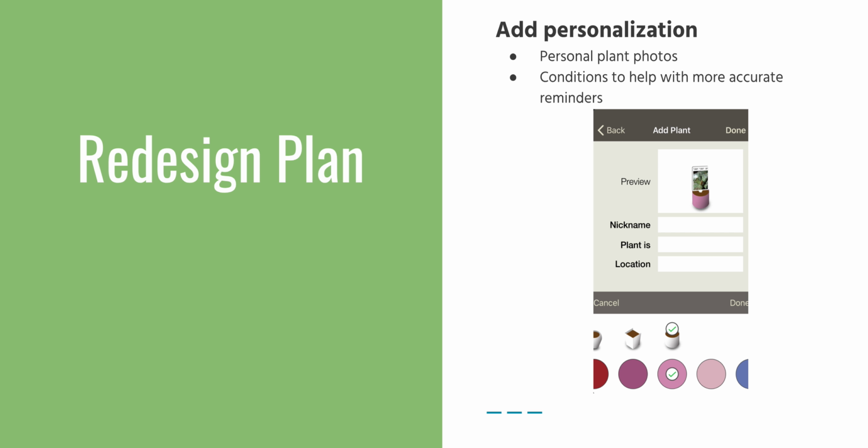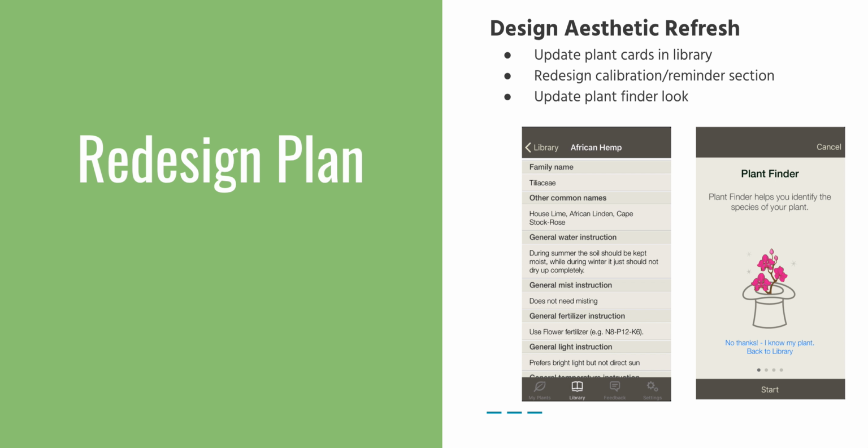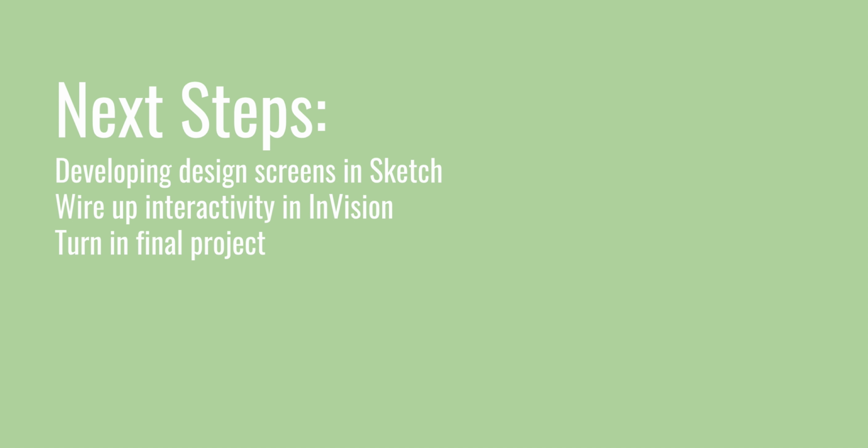And lastly, this app really needs an aesthetic refresh. So updating the plant cards that you can see here just to give them a fresher branded look. And then also the plant finder here. So it's really basic with just these small graphics, really make it more interactive and more aesthetically pleasing to the eye. So really kind of creating a cohesive brand for this mobile app.